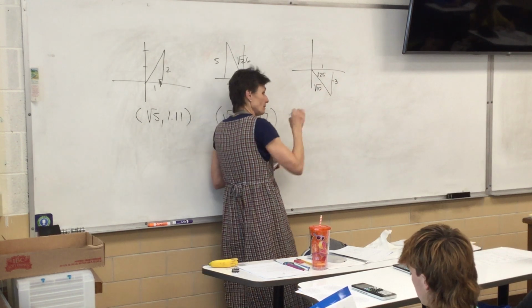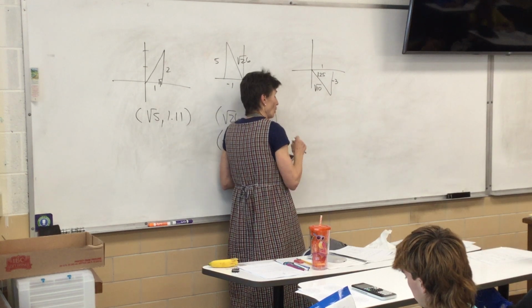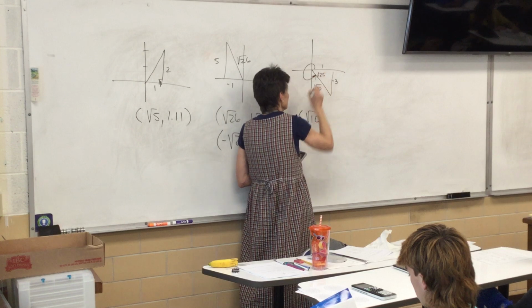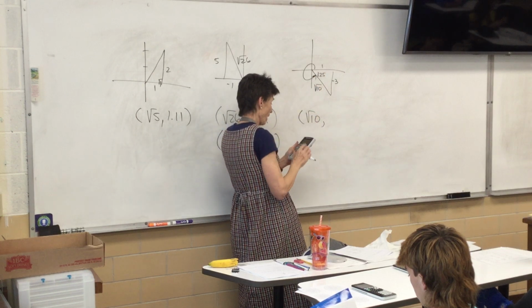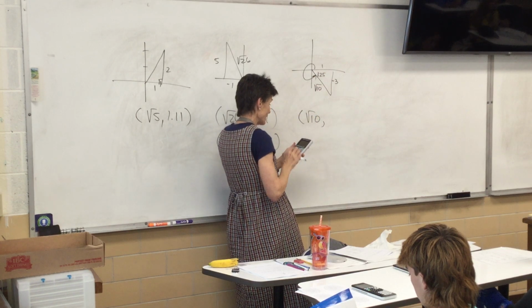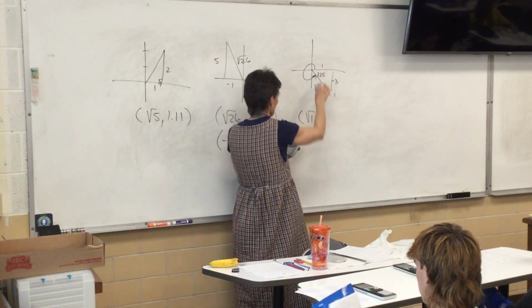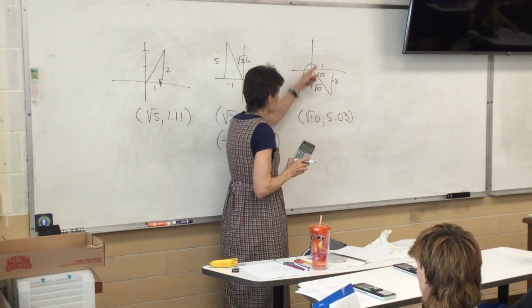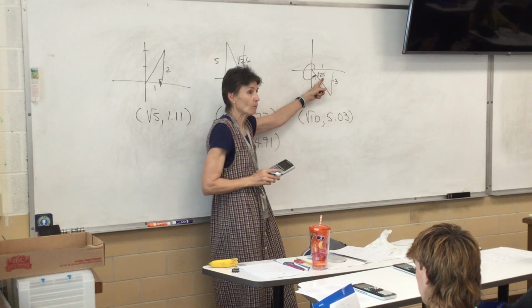So one set of polar coordinates would be (√10, 2π minus this number). Would you agree with me, 5.03? 2π minus that would be theta.